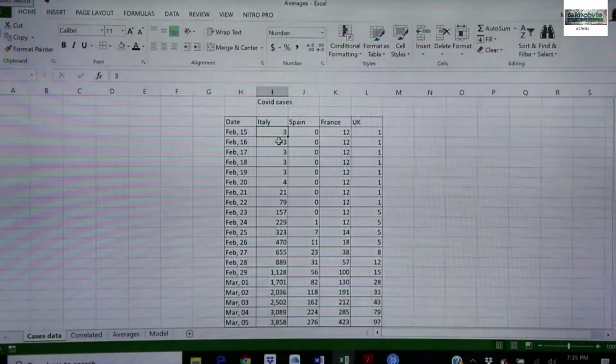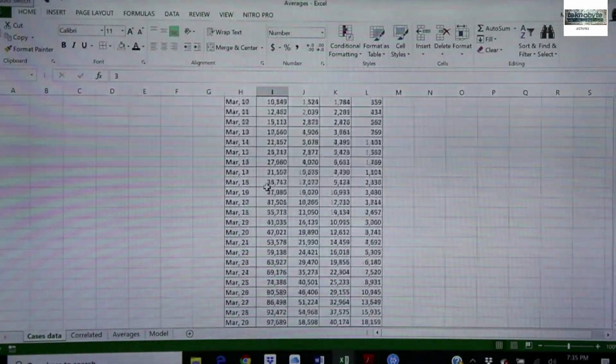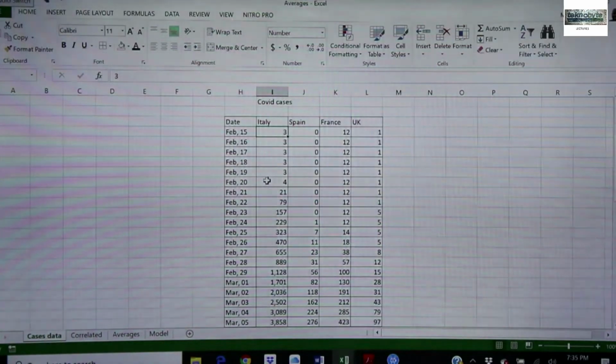But going forward, it looks like the cases in Italy started climbing quite rapidly compared to France, Spain, and the UK. In fact, it took quite a long time for Spain to register any cases, coming almost 11 days later, or 9 days later actually, on 24th of February.